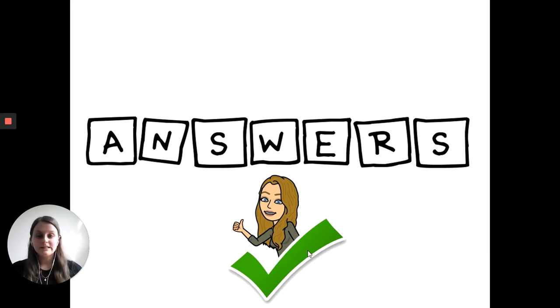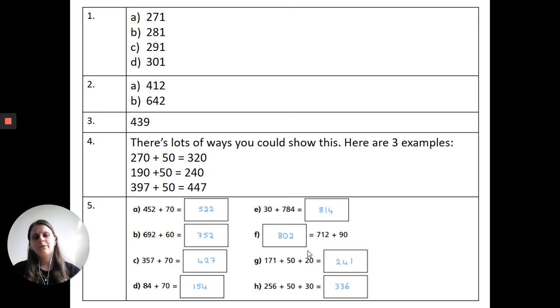Okay then, so time for answers. I hope you've had a good go today. A little bit trickier, getting your brain going a little bit more, a bit more working out as well. So let's have a look. So pause your screen and have a look to see if you have got these correct.